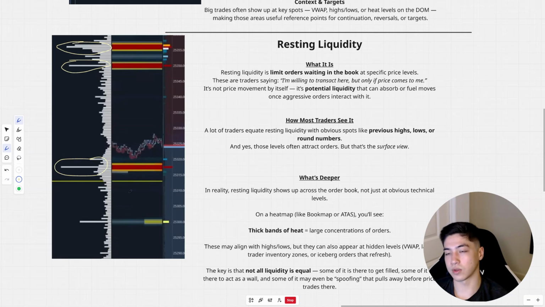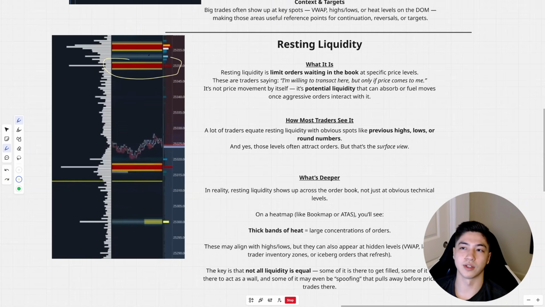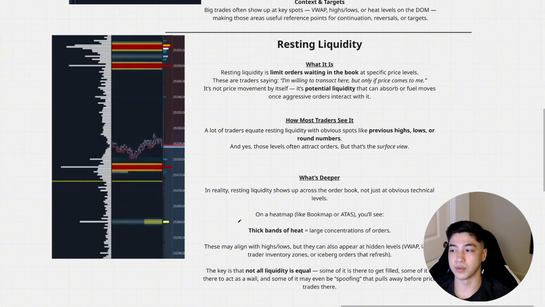These are where orders are sitting, or you can see these thick bands of heat, and depending on whatever color you're using, it will show up as a thick band of heat, telling you that essentially there is resting liquidity sitting right here. They may align with highs and lows, but they can also appear at hidden levels such as VWAP or large trader inventory zones or iceberg orders that refresh.